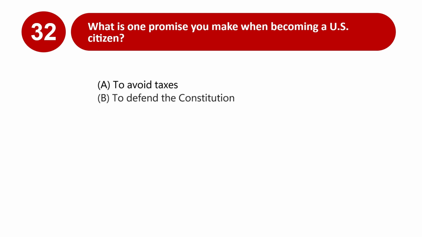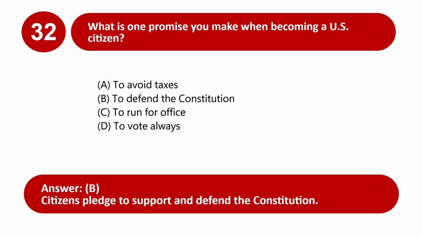What is one promise you make when becoming a U.S. citizen? A. To avoid taxes. B. To defend the Constitution. C. To run for office. D. To vote always. Answer B. Citizens pledge to support and defend the Constitution.